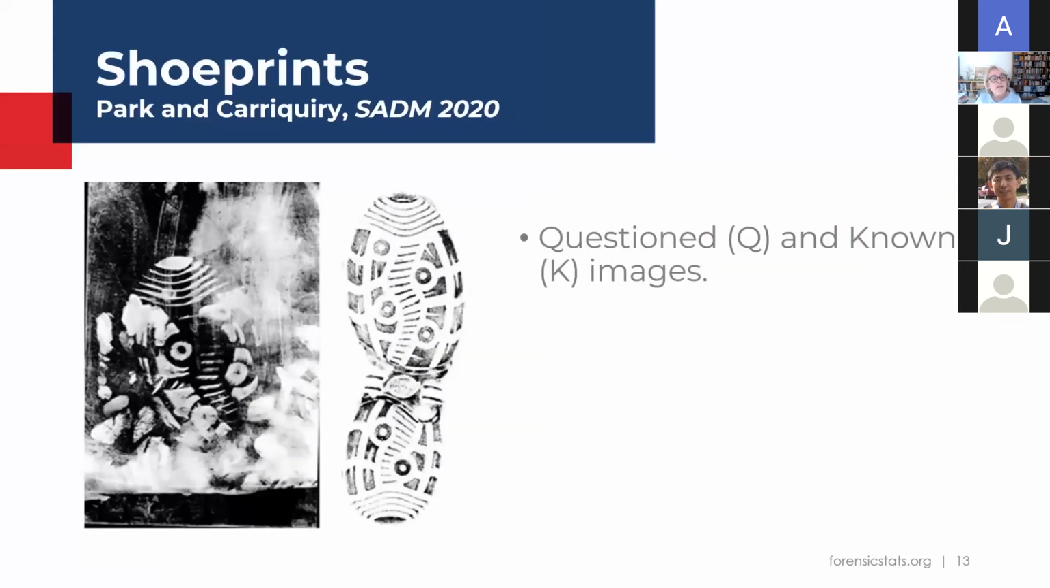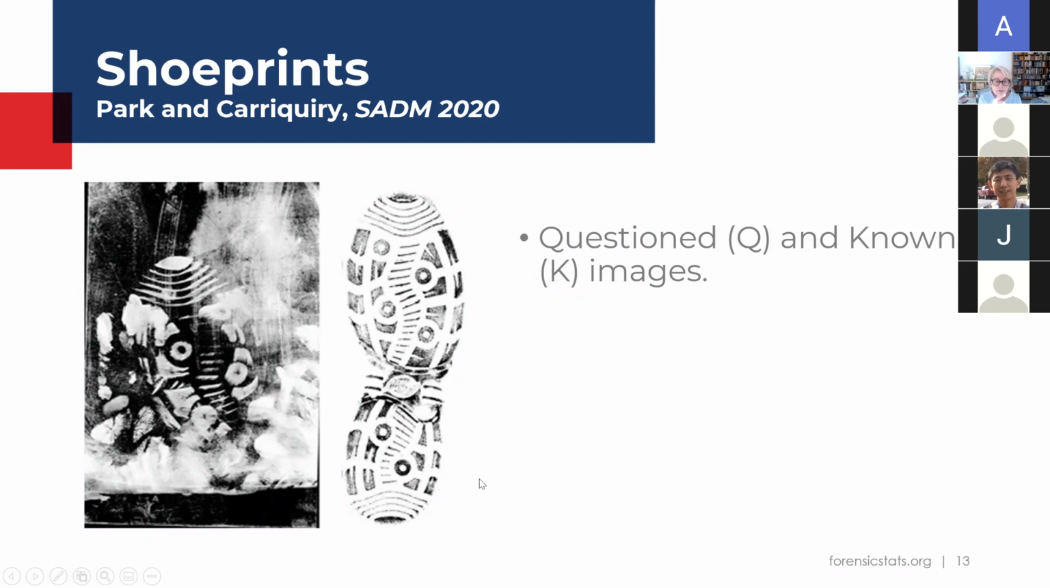So what I'll do now is try to go over what we do in CSAFE on the surface. I'm not going to go into the weeds on anything, but I'll talk a little bit about shoe prints, bullets and handwriting. Shoe prints is one of the areas we're working on.